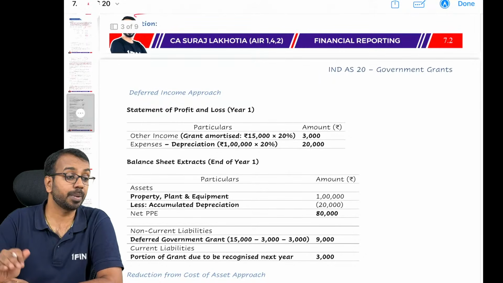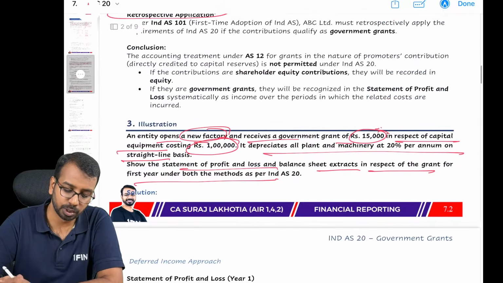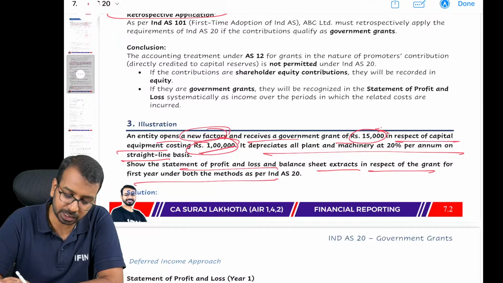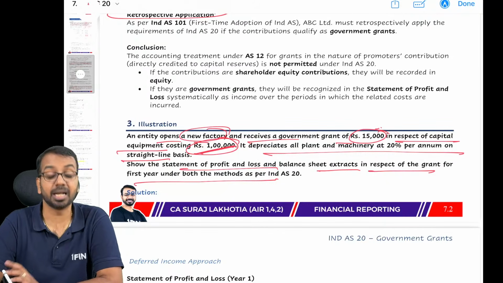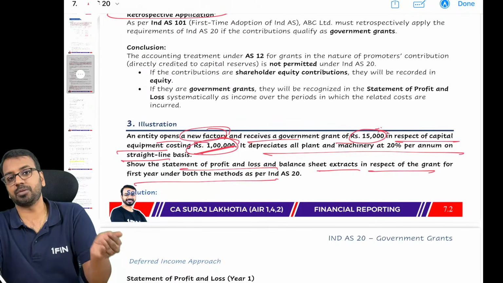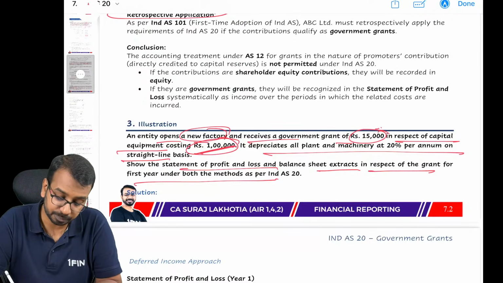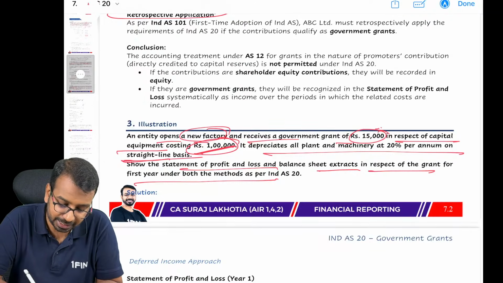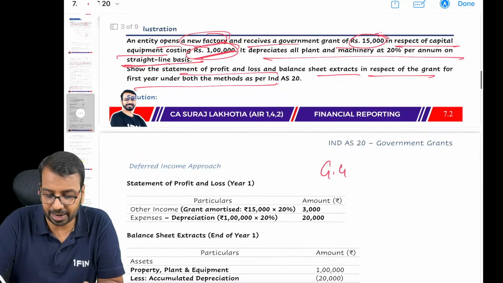Whereas if it is set up as a deferred government grant, then what would you do? In that case, you would calculate depreciation on this amount, and in the ratio of depreciation you will transfer to P&L. Now here please understand, SLM basis is given, so government grant also will transfer to P&L on SLM basis.